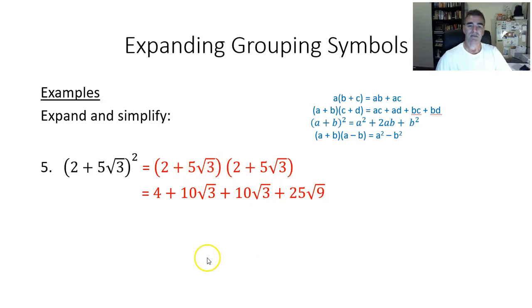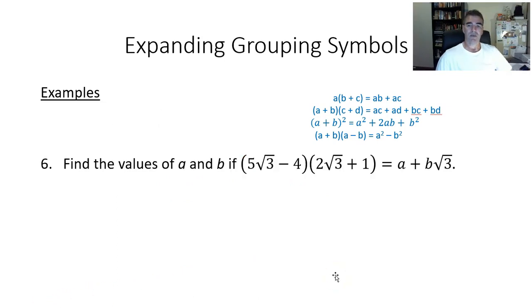Now let's collect some things together and simplify some. So this is 4 still. 10 root 3 plus 10 root 3 is 20 root 3. They're like surds. And square root of 9 is 3. 3 times 25 is 75. And again, we've got some like terms there that we can bring together. 4 plus 75 is 79. So 79 plus 20 root 3, or 20 root 3 plus 79.